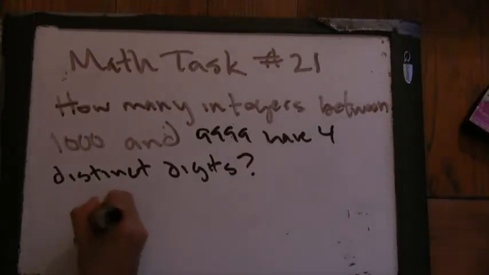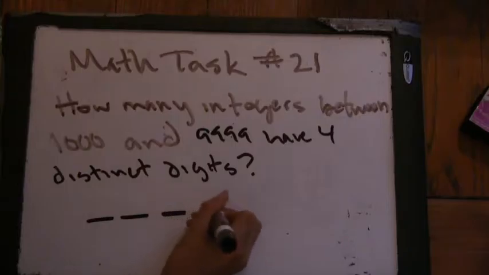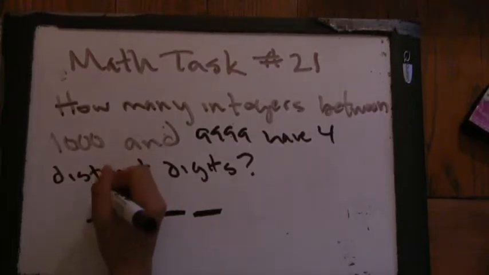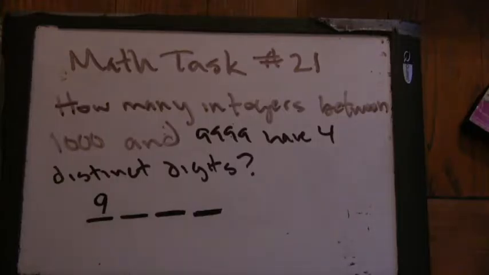Well, think about all the choices you have for the digits. For the first one you have 9 choices, 1 through 9. For the next one you also have 9, because you can also use 0, but you can't use the one you used before.